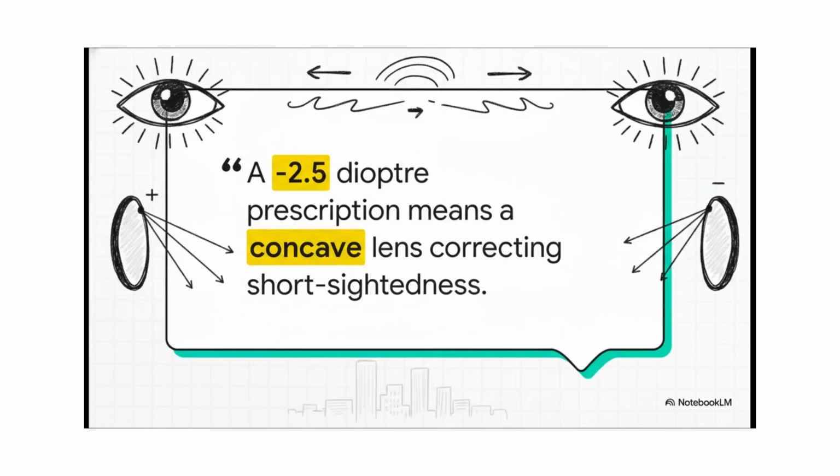So if we put that all together, when you see a prescription from your optometrist that looks something like this, you now know exactly what's going on. That negative number, that's your clue that it's a diverging concave lens. It's designed specifically to help a short-sighted person see things far away more clearly. It's the physics of refraction, totally personalized for your eyes.